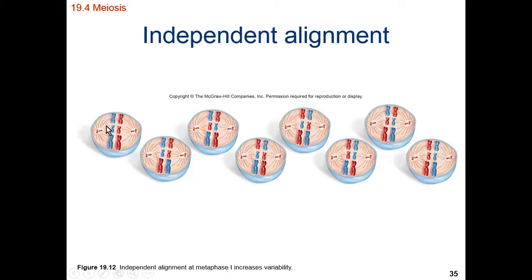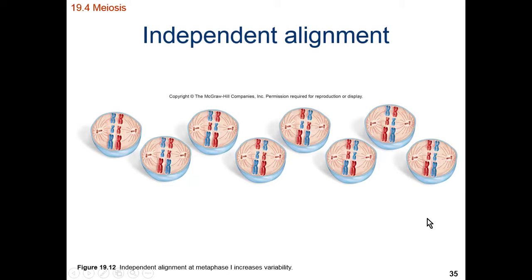You can have all the maternal and all the paternal chromosomes on one side. You could have 3 and 1. You can have 2 and 1. You can have a mom, dad, mom. You can have a dad, mom, mom. You can have a dad, mom, dad, and so on and so forth.